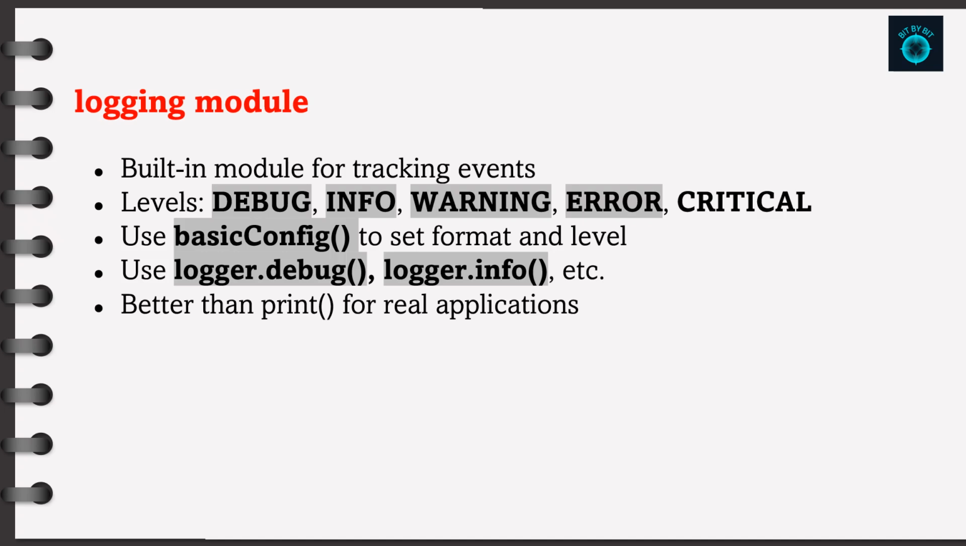To start logging, you usually call basicConfig to set up the logging level and message format. Then you can call logging.debug, logging.info, and so on, depending on what you want to record. Logging is more powerful than print statements and is a best practice for real-world applications.